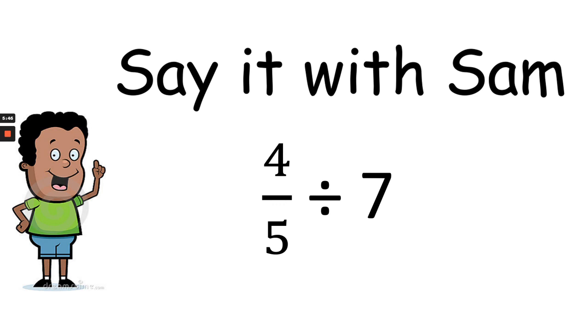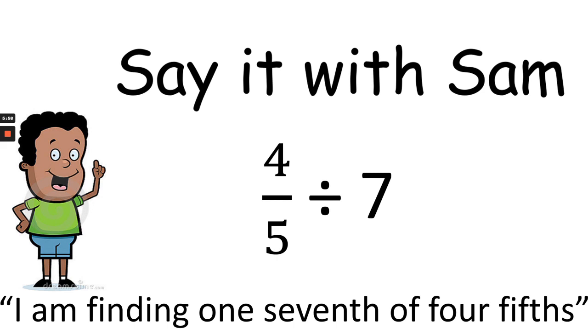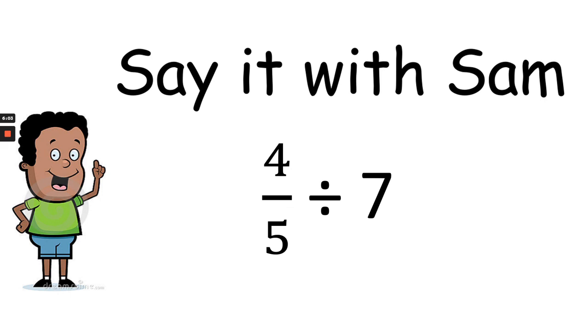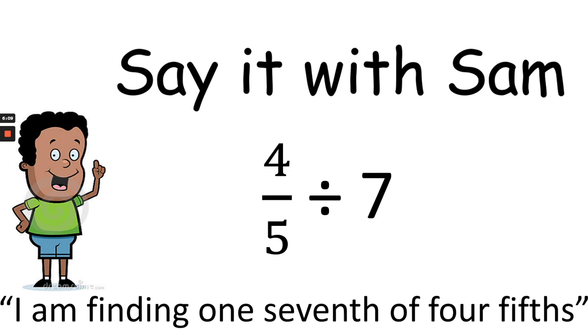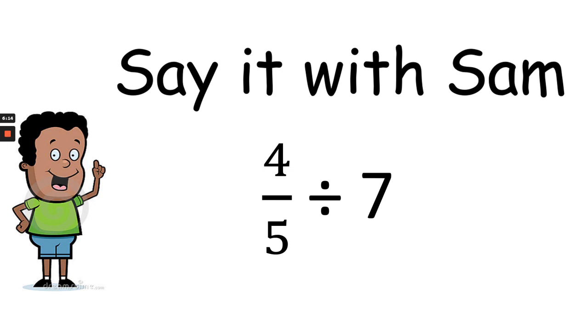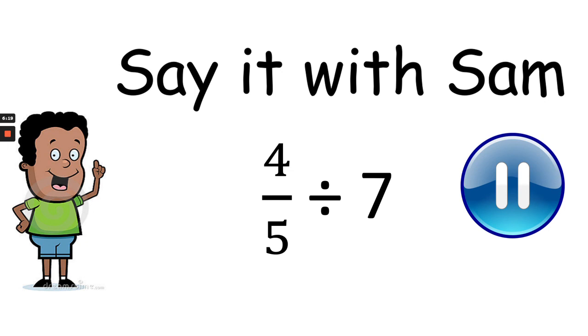We're going to say it again with Sam. Watch out now, he's dividing by a number. When I divide by 7, I'm finding 1/7. So I am finding 1/7 of 4/5. Let's say it together. I am finding 1/7 of 4/5. Now say it by yourself. When you pause the video this time, make sure you write down the equation and then go ahead and solve it.